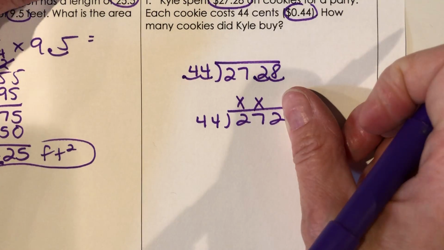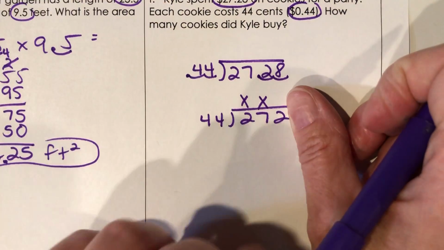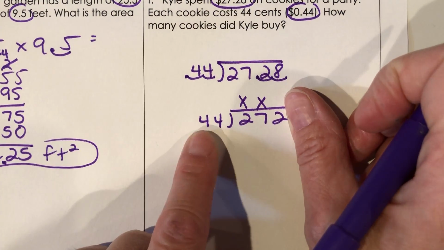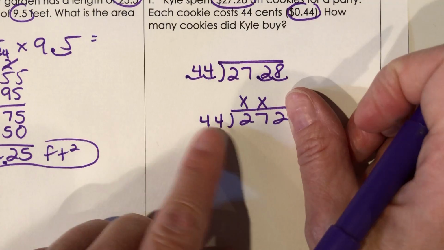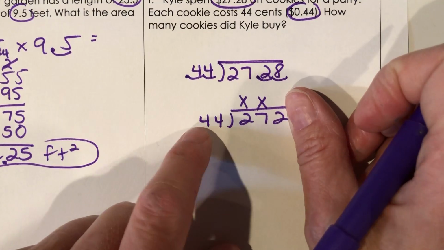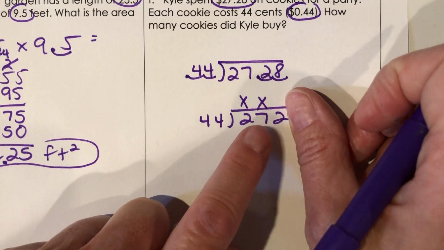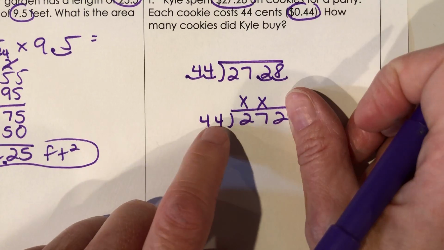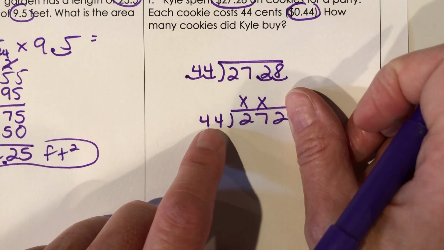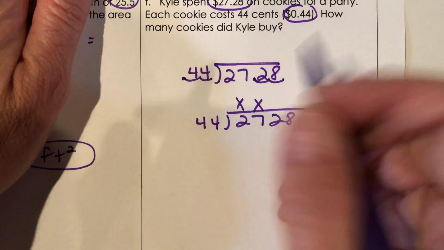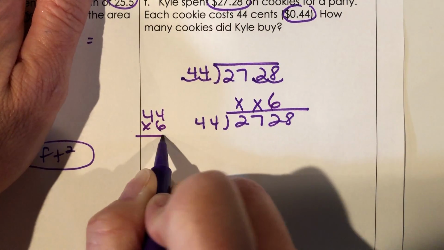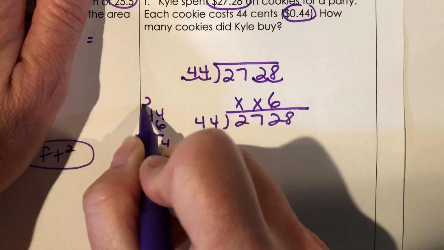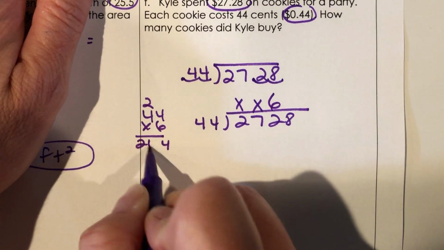And now you have to take a guess at how many times. So I would say, okay, I know that 4 times 6 is 24, right? And so 40 times 6 would be 240. 4 times 7 is 28. And this is more than 40. So I'm thinking we need to go with 6 here. And we'll do 44 times 6 off to the side. 6 times 4 is 24. And I got another 24 plus 2 is 26.